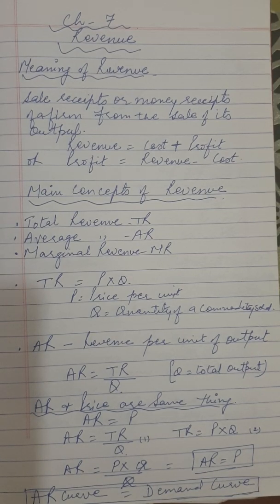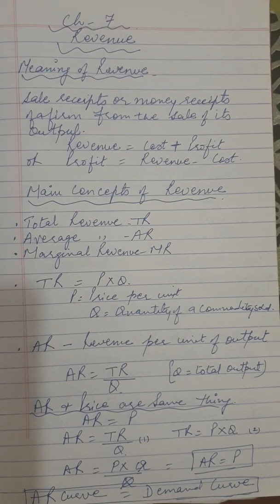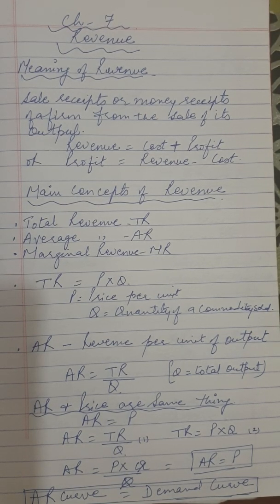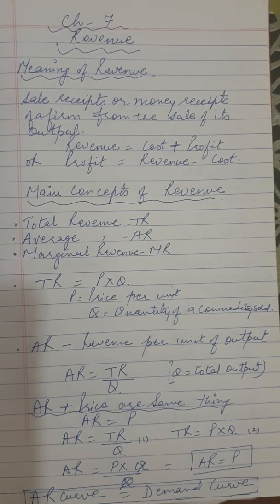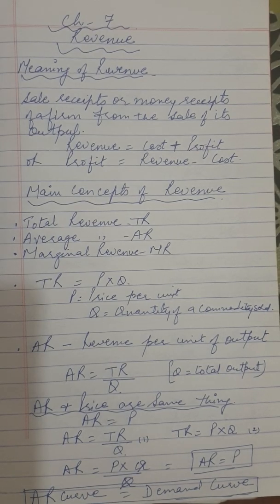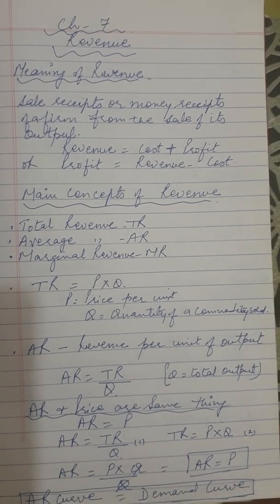So revenue means the receipts obtained by a firm from the sale of certain quantities of a commodity at various prices. Now this revenue is studied under three headings, or the main concepts of revenue are total revenue, that is TR, average revenue AR, and marginal revenue MR. First one is total revenue.